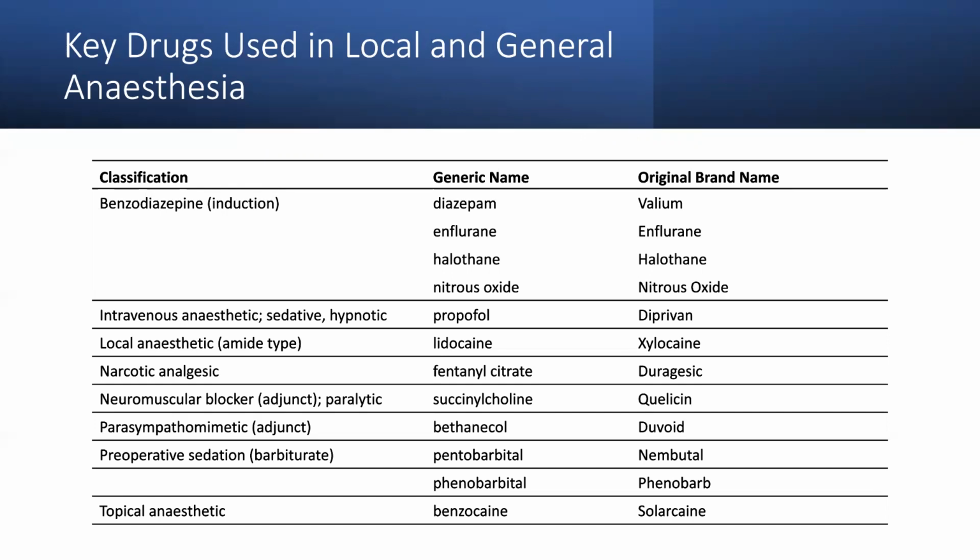Parasympathomimetics are an adjunct again, the drug is bethanechol. For post-operative sedation, the barbiturates, we give pentobarbital and phenobarbital. For topical anesthetics, we give benzocaine.